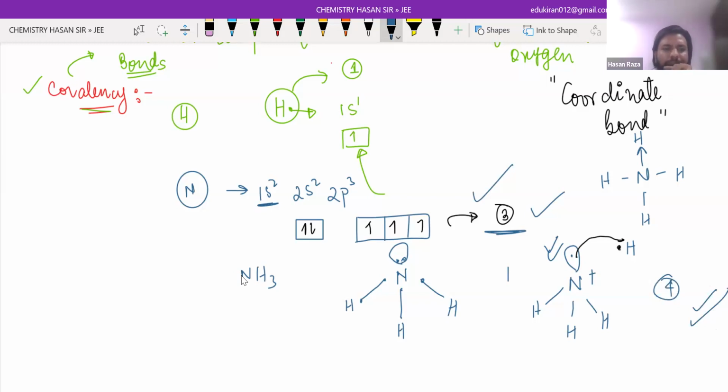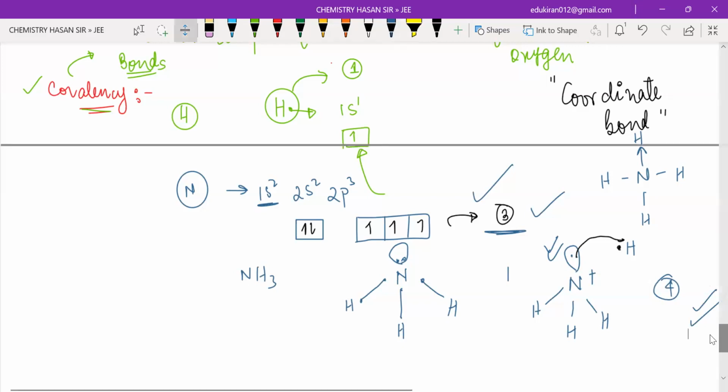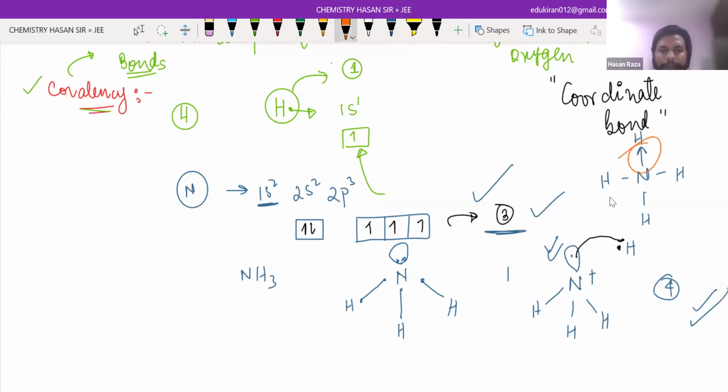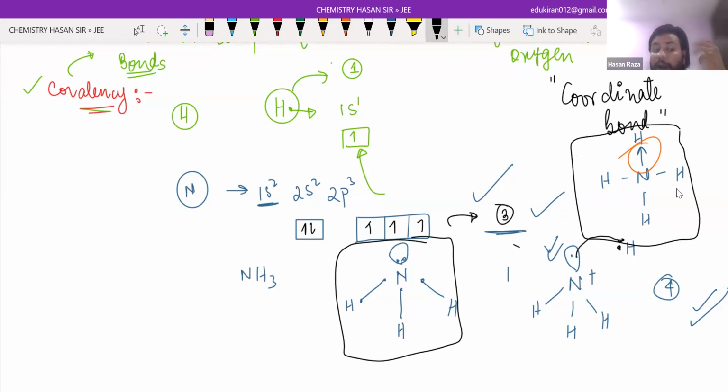Yes, sir. Sir, here nitrogen, which is getting plus charge, so this is a coordinate bond. Yeah, this is your coordinate. So covalency here is 3. See, covalency is 3 for this compound, and covalency for this compound, NH4 positive, ammonium ion, ammonium cation, is 4. Covalency is basically how many bonds it can make, whether it is covalent or coordinate.